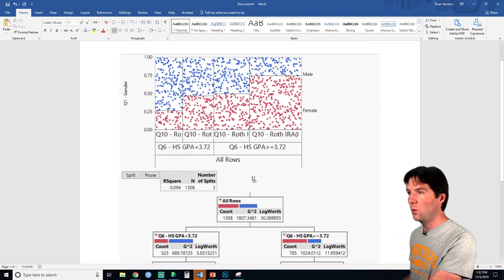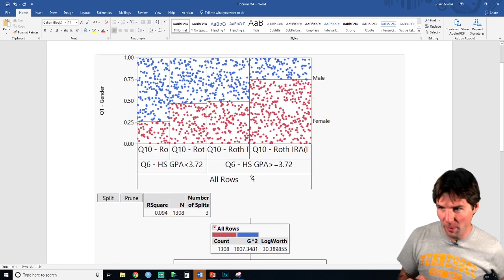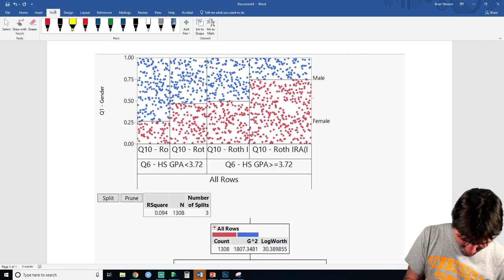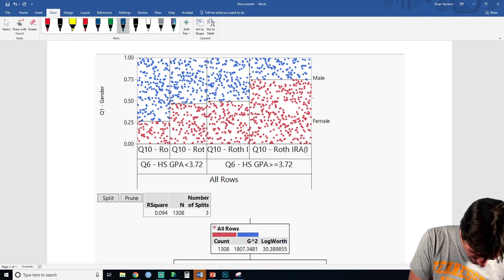Okay, so when you get your test, what you need to remember, what the heck is a Roth IRA? That's a good question. Roth IRA is a savings account.